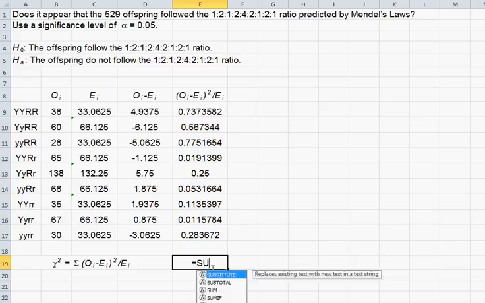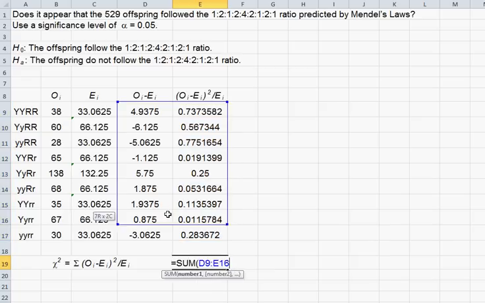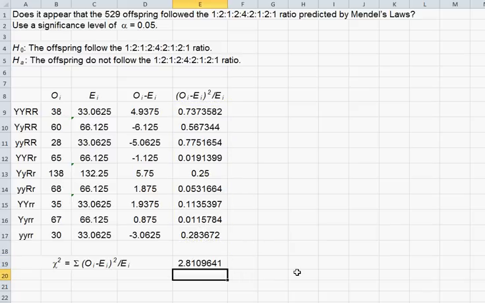So adding up these 9 numbers, we get our chi-squared statistic of 2.81. So that is the test statistic that we have for this experiment. Now the question is, is that large enough to decide to retain or reject the null hypothesis?